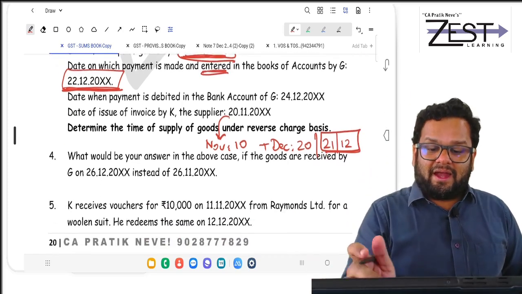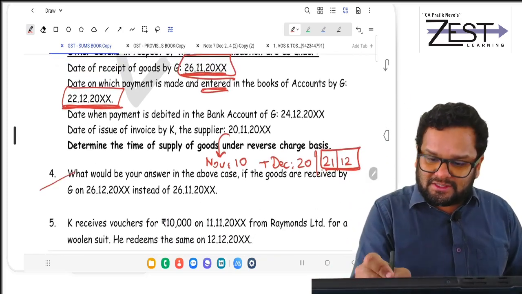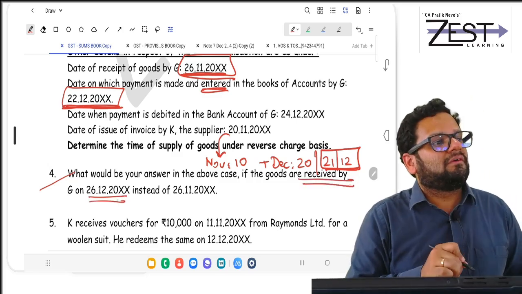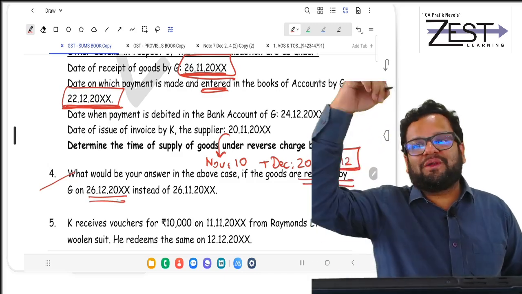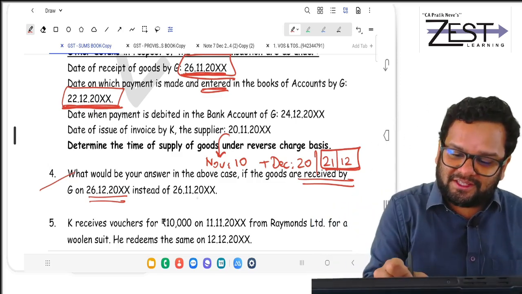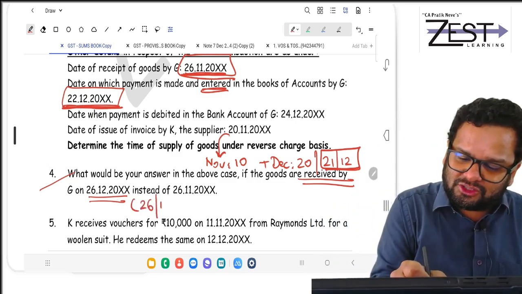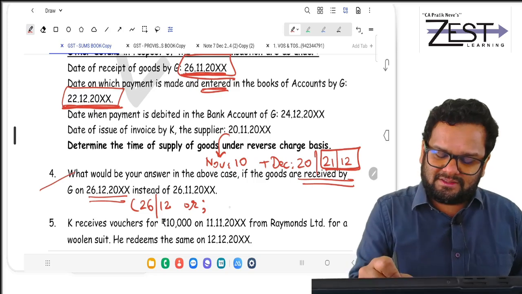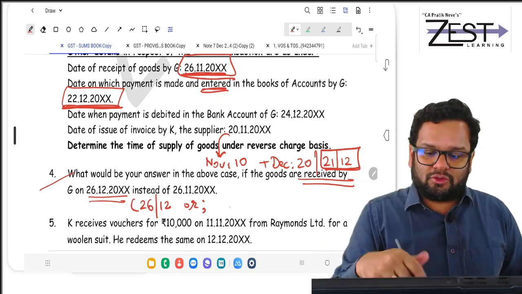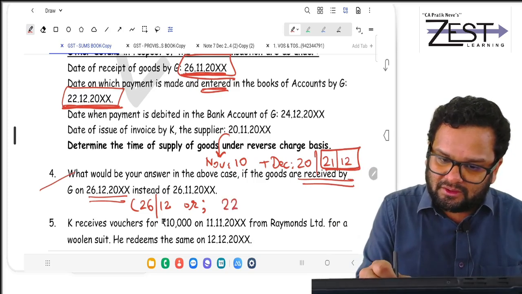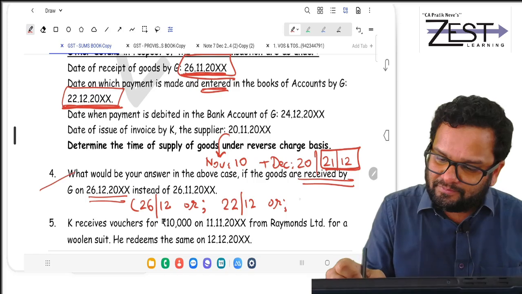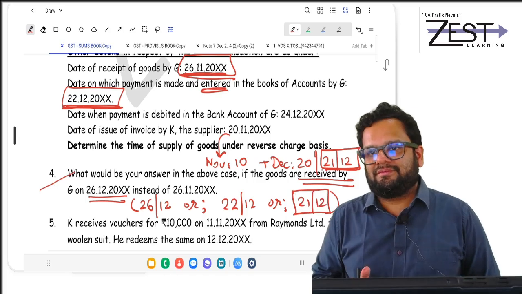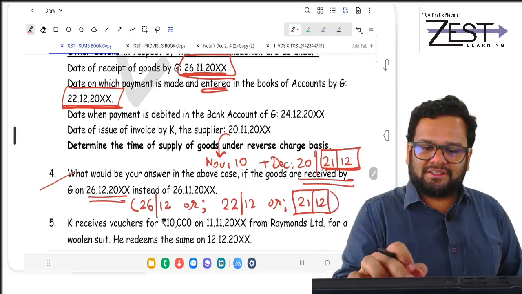Simple. And what would be answer in the above case if the goods are received by G on 26/12? If he receives on 26/12, then what happens instead of 26/11? Then 26/12, date of receiving the goods, or date of making payment 22/12, or 21/12, whichever is earlier, then it will become 21/12. That's it. Such a simple provision.